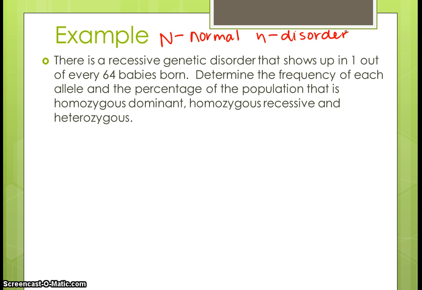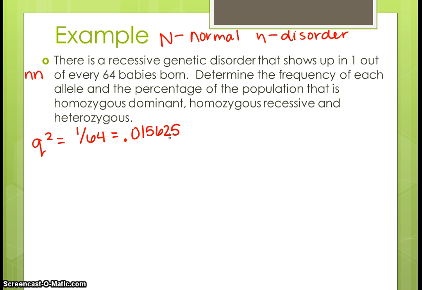So they tell us that 1 out of 64 babies born has this genetic disorder. So that means that 1 out of 64 babies born is little n, little n. This corresponds with Q squared. So Q squared is going to equal 1 divided by 64, which will equal 0.015625.